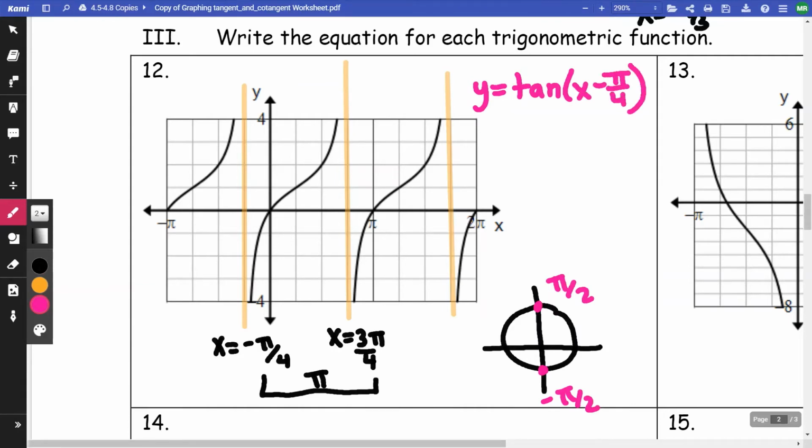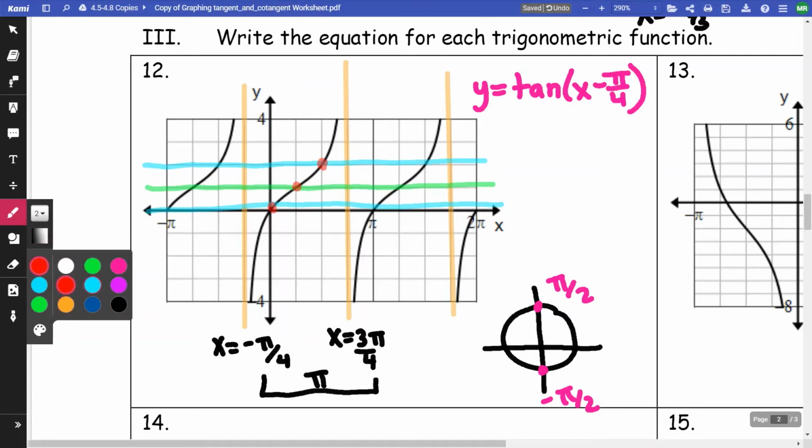Now I do have a shift up. My shift is going to be right here. This is going to be my vertical shift right here at 1, because then you'll see that here and here we'll have these points. So this is my 0, this would be my -1, and this would be my 1. So I need to add on to this plus 1.